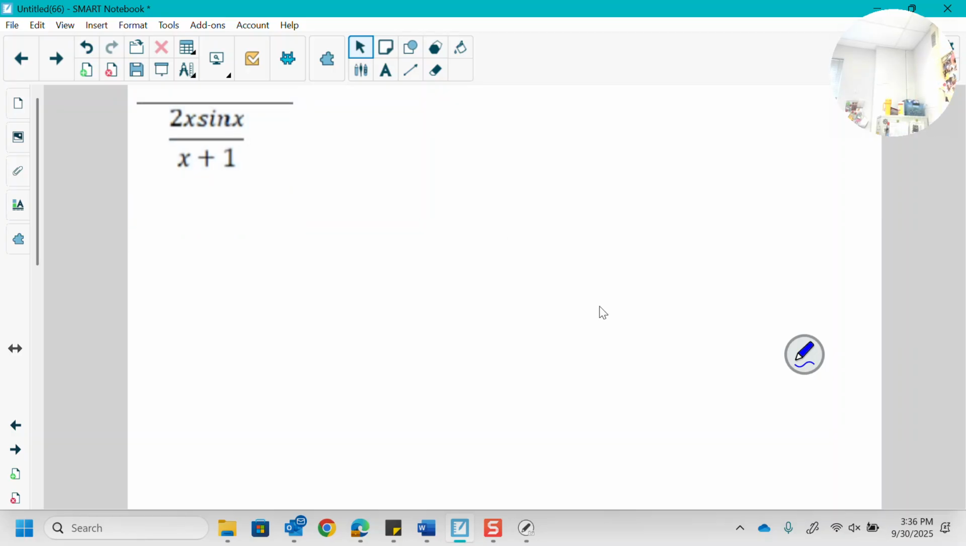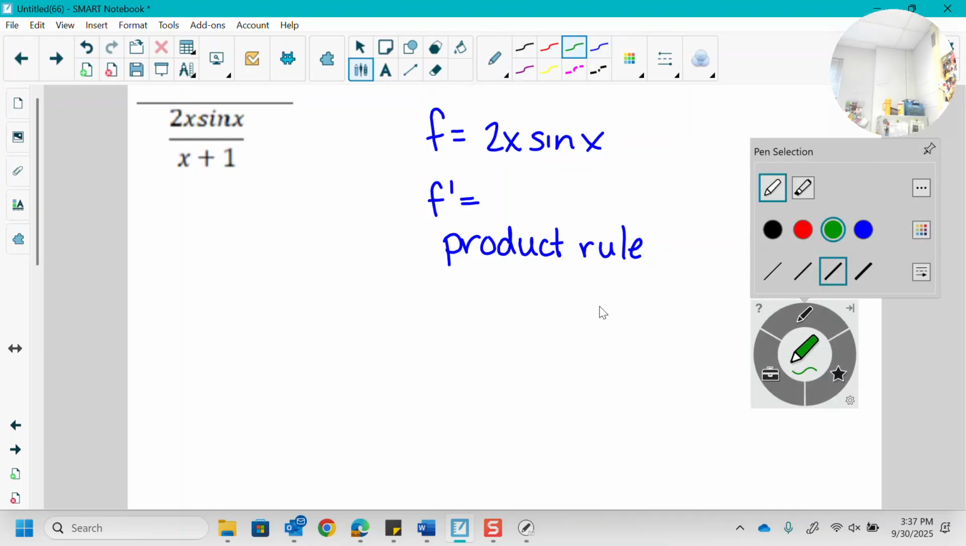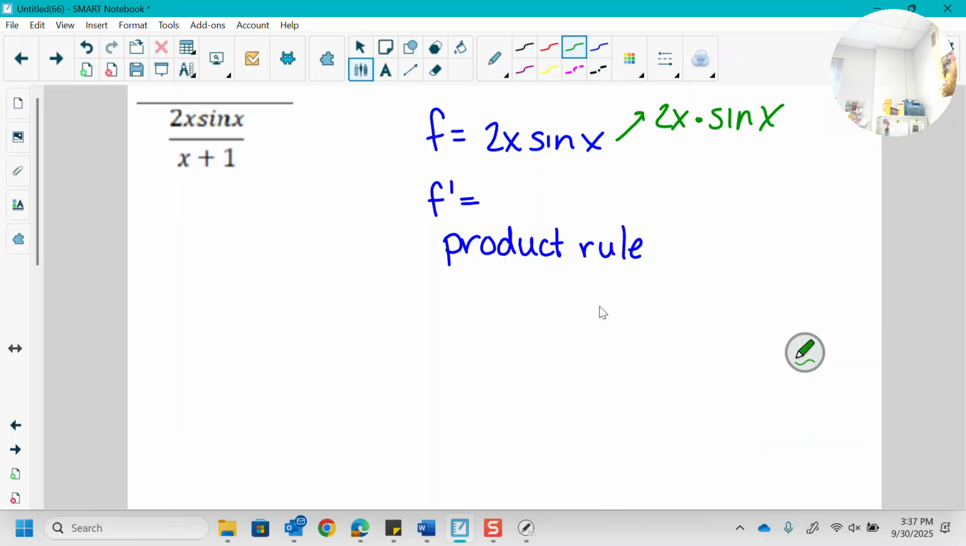So here we go. We're going to quotient rule this thing. The f, the numerator, is 2x sine x. So when I find f prime, I'm going to have to hit it with a product rule, which means I'm going to have to think about this guy also breaking it down as a 2x times a sine x. So when I build my f prime, I'll have sine x times 2 plus 2x times cosine x.